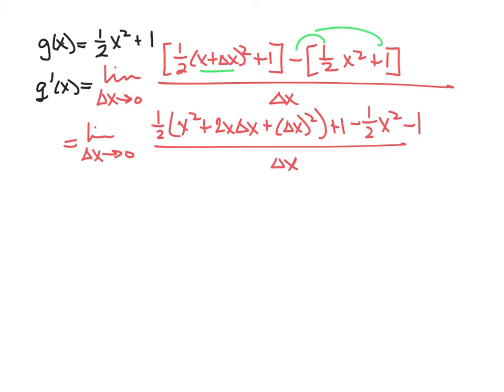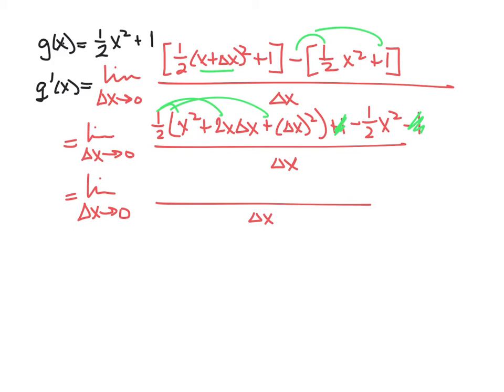There's a little bit of canceling, of course, that can happen with this plus 1 and minus 1, but nothing else yet, because we still need to distribute our half into that one. So haven't taken the limit, keep the limit around. Haven't canceled this out of the denominator, keep that around. But when I distribute that 1/2, we have 1/2 x squared plus 1/2 times 2 is 1 x delta x, and 1/2 of delta x squared. And towards the end here, we still have the minus 1/2 x squared.